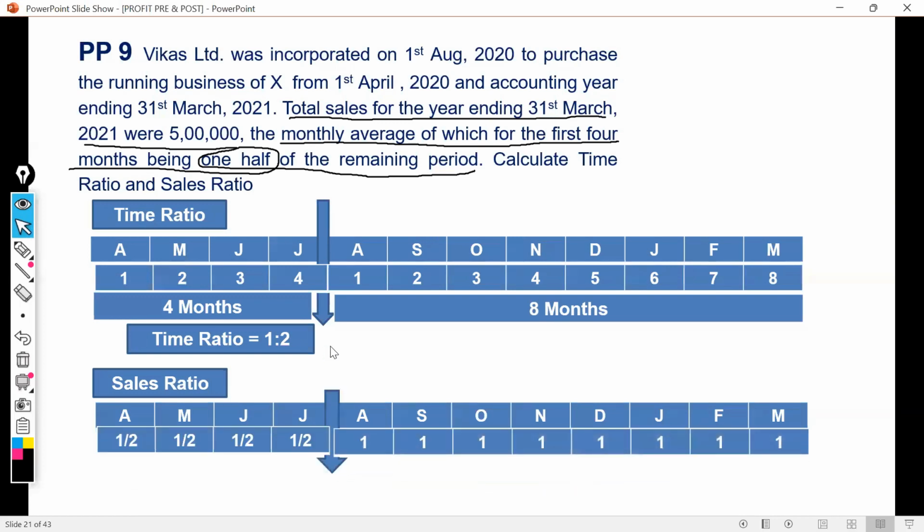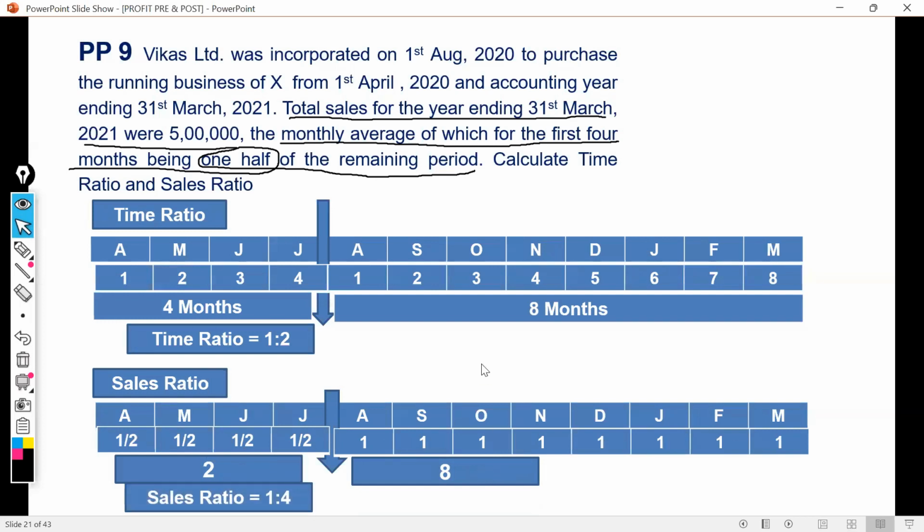Means the first 4 months sales is 1/2 of the remaining period, and 1/2 means April, May, June, July, 1/2, 1/2, 1/2, and after that 1 August to March. In this situation we add up all, 2 and here 8. The sales ratio in this problem is 1:4.